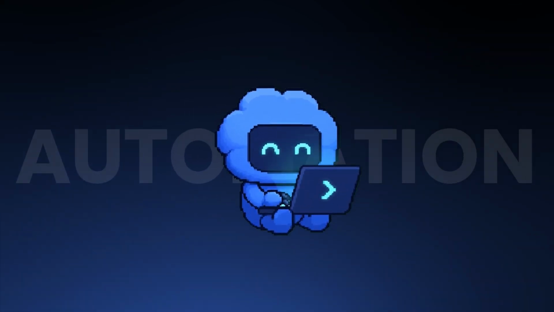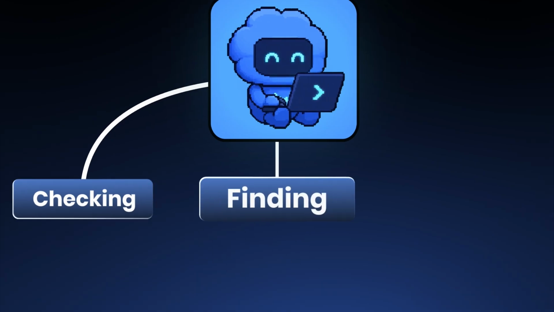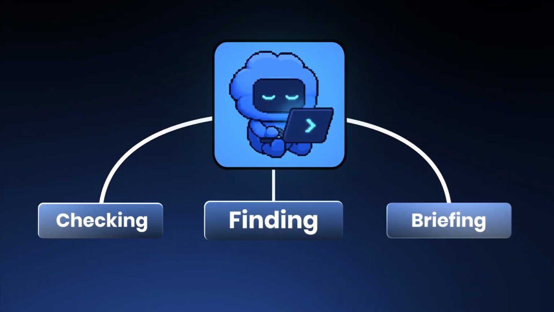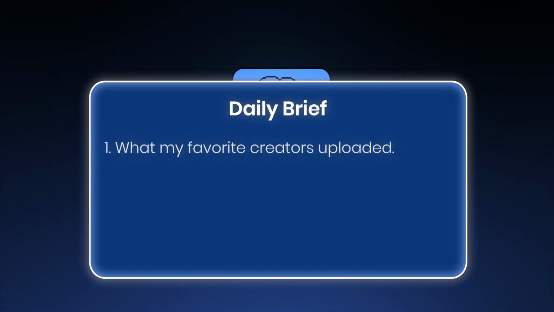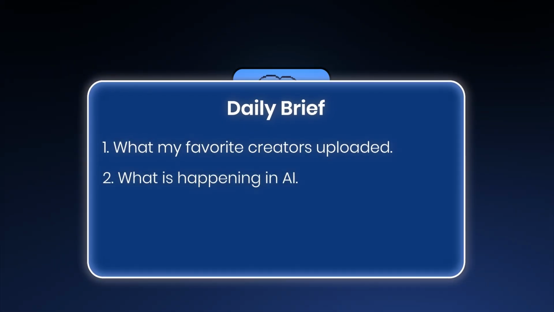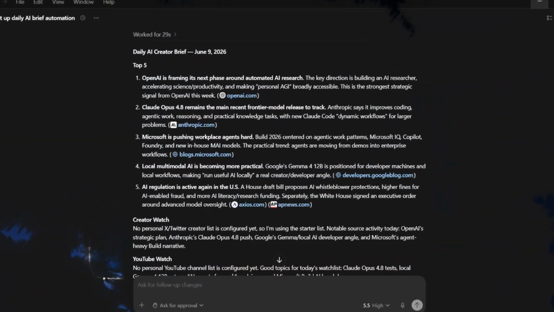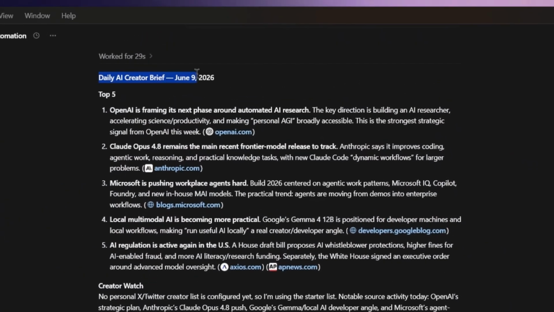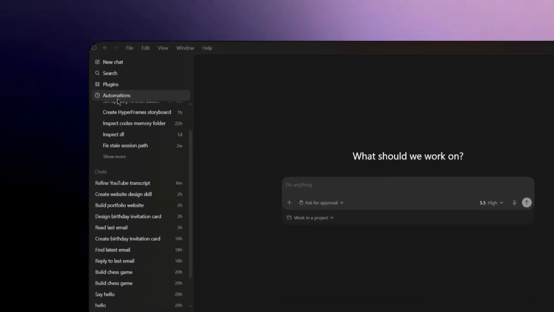Next one is automation. In simple words, automation means Codex can run a task again and again without you manually starting it every time. For example, I have a daily brief automation. It can collect what my favorite creators uploaded, what's happening in AI, what's trending on YouTube, and this kind of update. You can build the same type of automation for almost anything that you want to track regularly without doing it manually. To access it, click Automation on the left side.